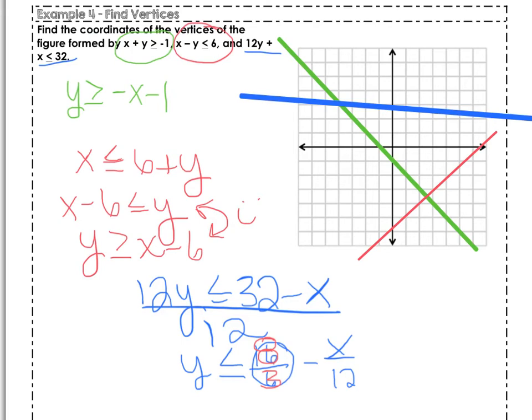So blue line, we're going to be below him because he's less than. Green line, we're going to be above him because he's greater than. And red line, we're also going to be above him. So we're above red and green, but below yellow. It creates this lovely shaded region right here, okay?